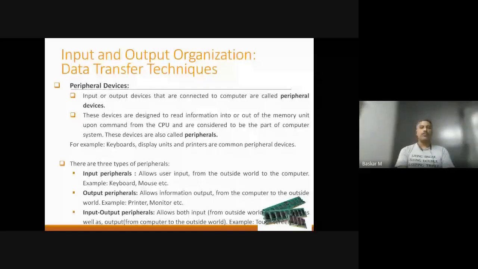The next one is output peripherals. What are output peripherals? They allow information output from the computer to the outside world. This unit is mainly used to show the computer's results to the outside world. That is the output peripheral. Examples are printers, monitors, and so on. These are examples of output peripherals.